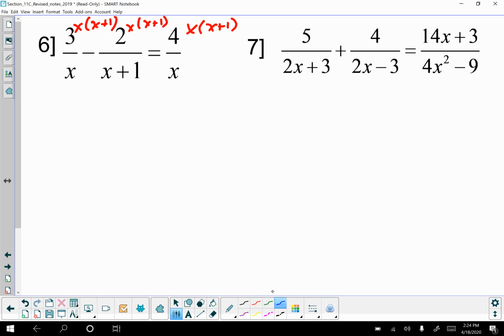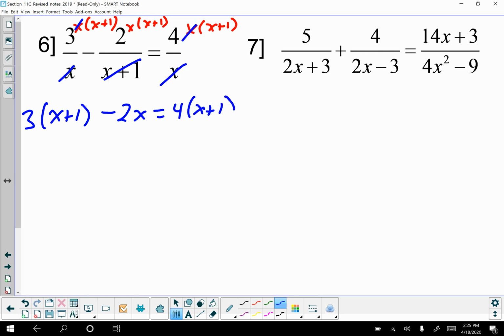And if I do that, the x's cancel out here, so I get 3 and x plus 1 minus, because of that subtraction, x plus 1's cancel, minus 2x, and then the x cancels. So I get 3x plus 3 minus 2x equals 4x plus 4.